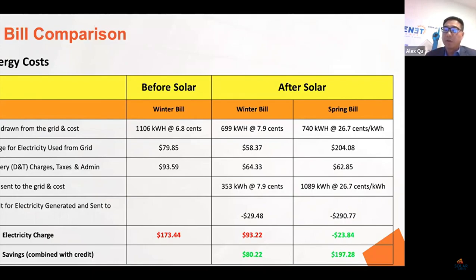This bill also shows the distribution, transmission, admin, and tax charge comprised $93.59 of that bill, meaning $79.85 of the total bill was for the actual electricity used from the grid.